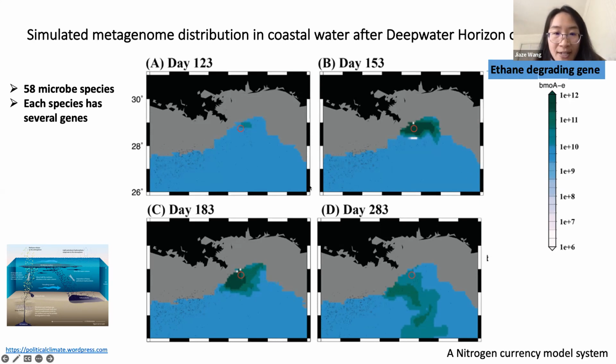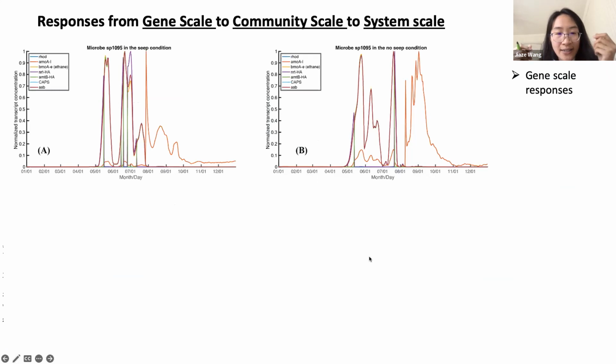The plot here is the day after the oil spill, and the color means the gene copies in the model. You can see this is a representative gene for ethane degradation. You can see the growth of the gene copies right after the oil spill. Again, I did the same thing as if I were a field microbiologist: I would sample the microbes and see how the artificial microbes respond to the change of the environment.